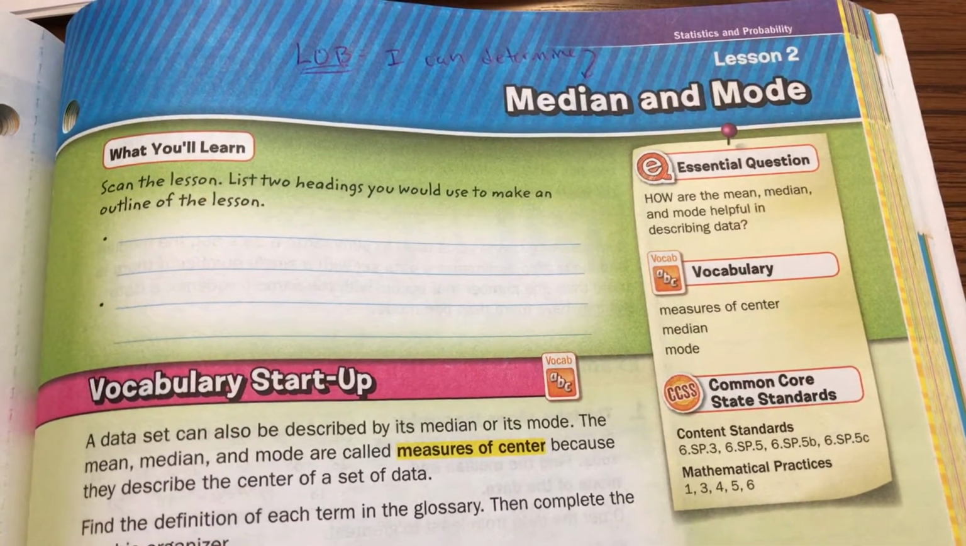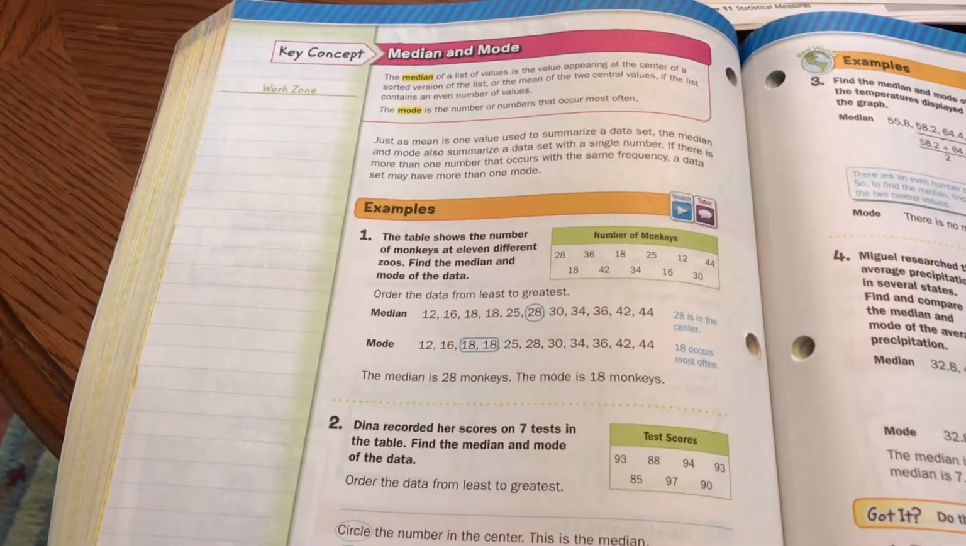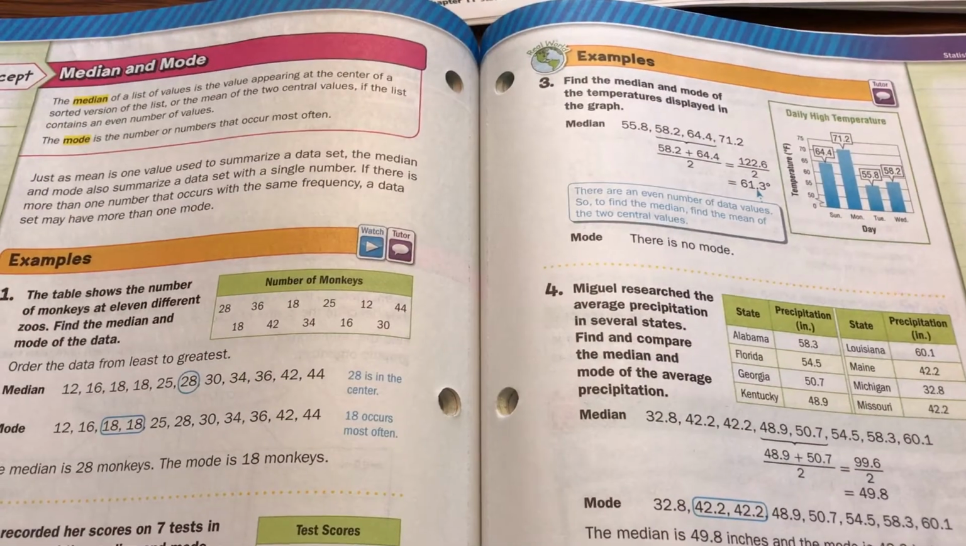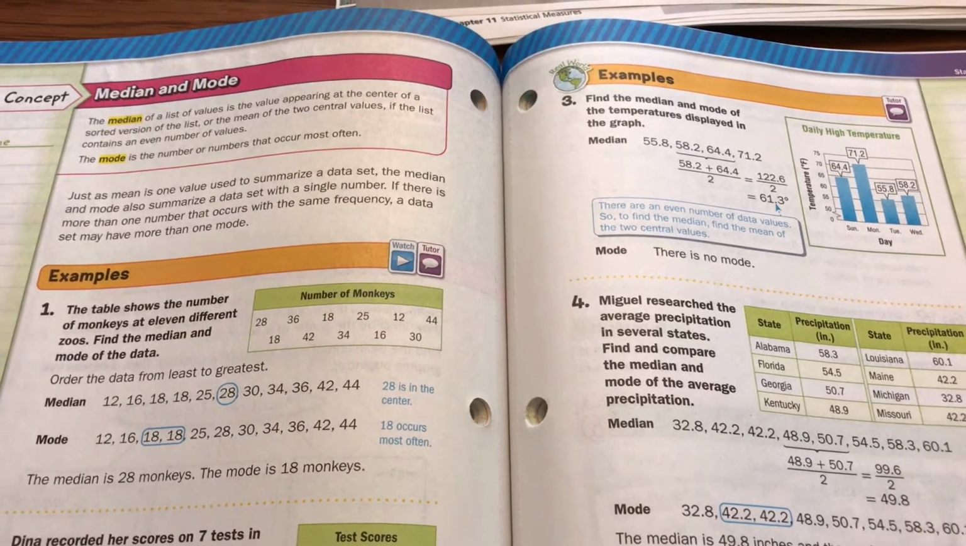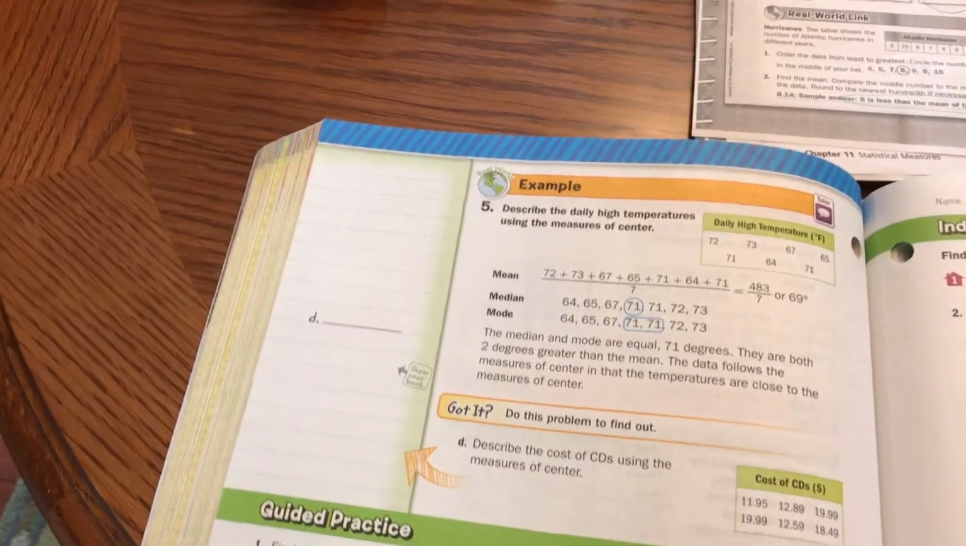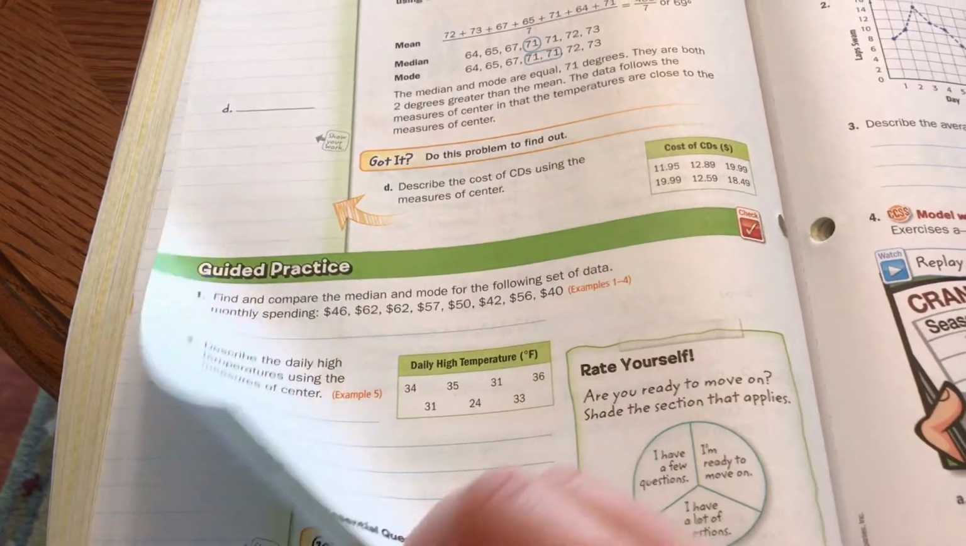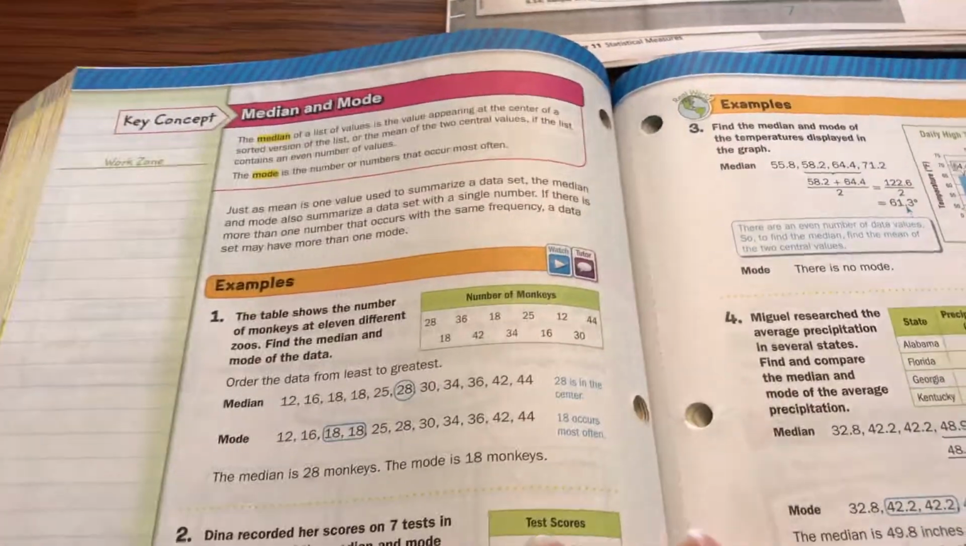So this is chapter 11, lesson 2, and we are going to determine median and mode. After we determine all this, we're also going to be describing what we notice about the numbers. You're going to see that a lot in here where it says describe, and they give you some room to write. We're also going to compare median and mode to mean, so we will be using mean a little bit in this lesson too.